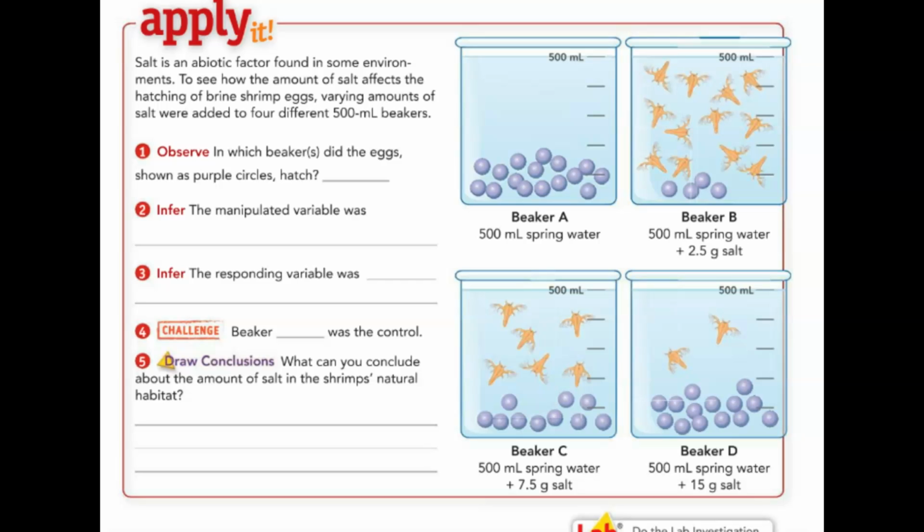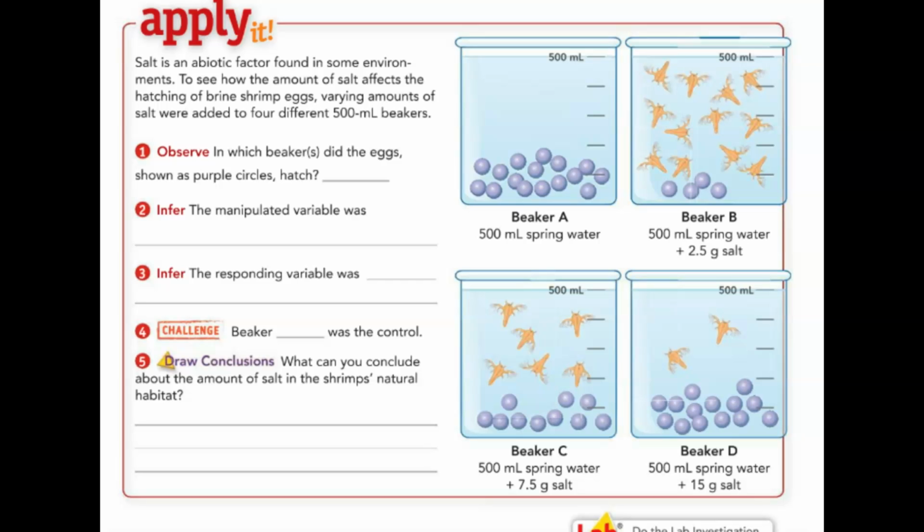Number 1 says, observe, in which beaker or beakers did the eggs shown as purple hatch? Well, if we take a peek, we see that there is only purple circles, so the eggs in beaker A. Beaker B, C, and D, however, look like they have some kind of animal also inside. So we can say B, C, and D had some eggs that hatched.